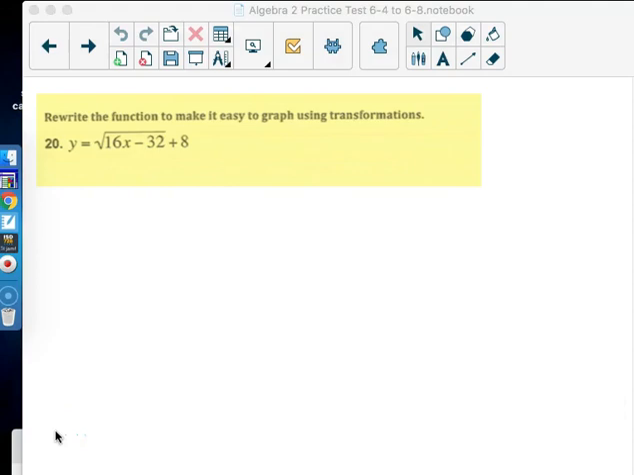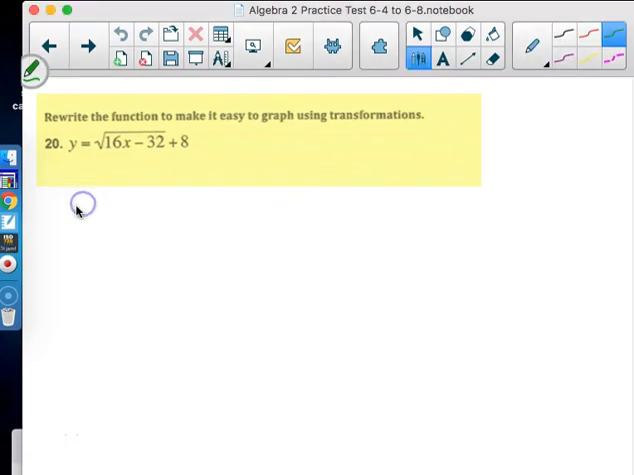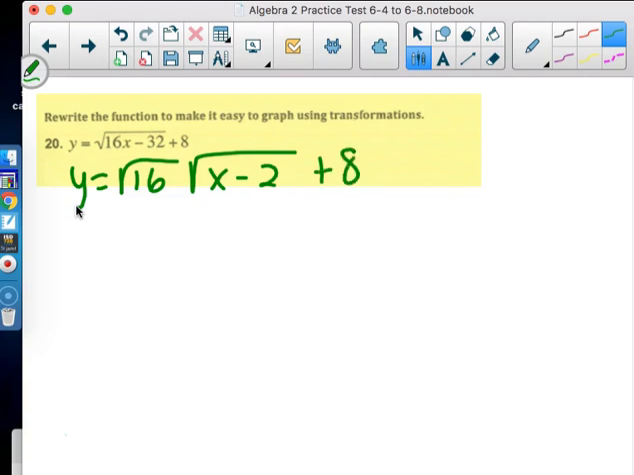Okay, so this is where the video stopped. And what we would want to do is factor out the square root of 16. And by factoring out, we mean divide. So 16x divided by 16 is x, and negative 32 divided by 16 is negative 2. Then we do know the square root of 16, it's 4.